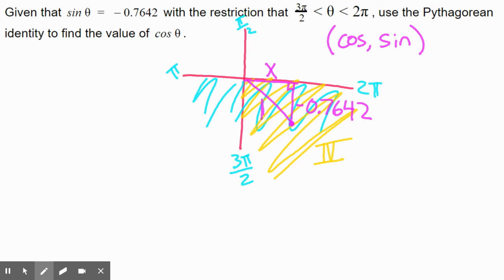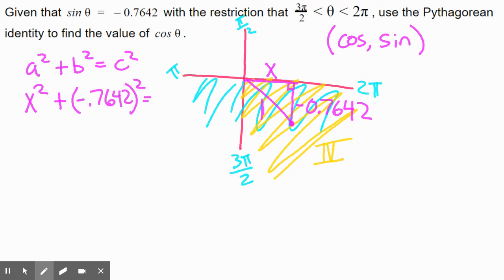And we know the Pythagorean theorem, which is a squared plus b squared equals c squared. So in our case, it's going to be x squared plus, and this is going to be weird, 0.7642 squared equals c squared. And what is c squared? What's the hypotenuse squared? It's just 1. Doesn't that make things easier? It sure does. Equals 1, right?